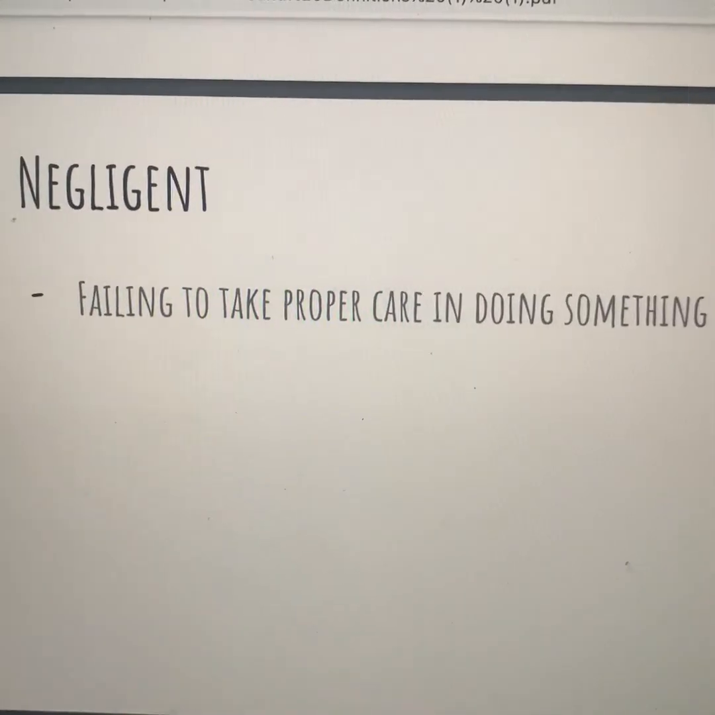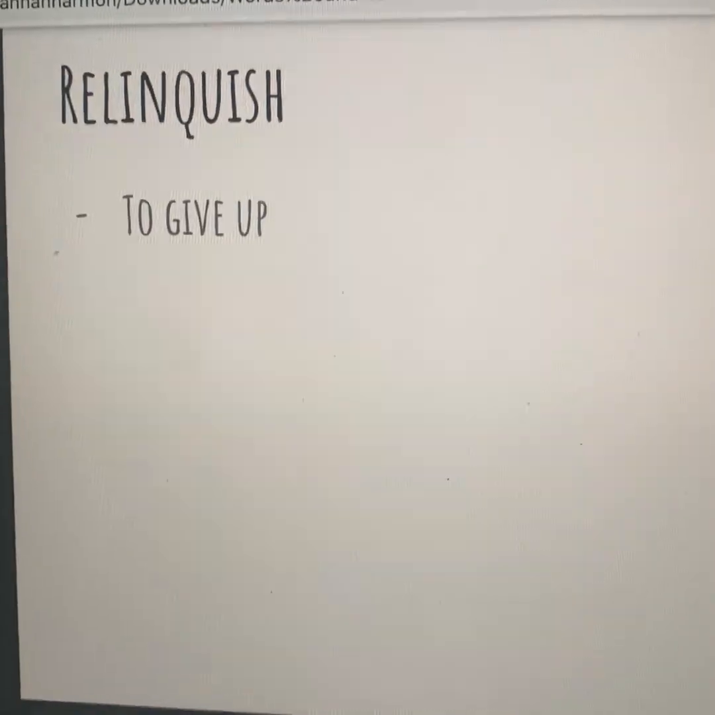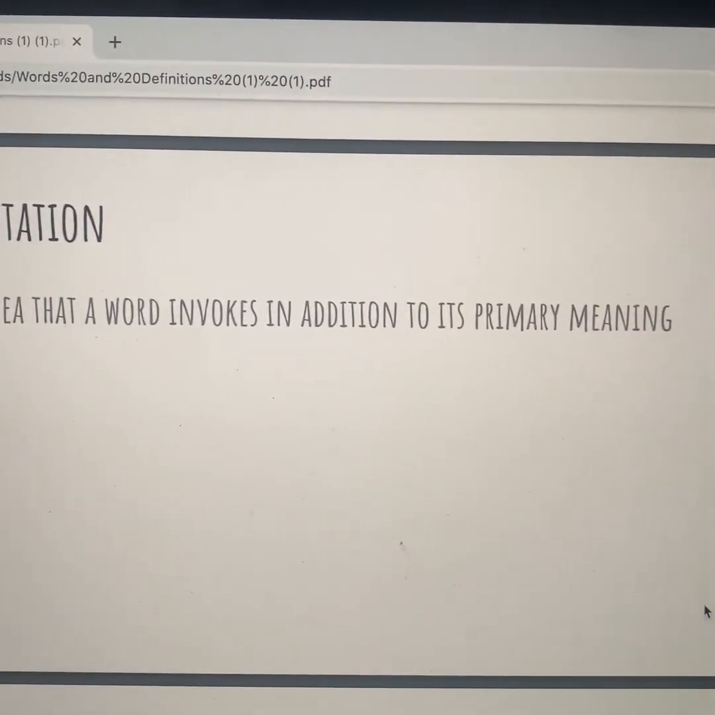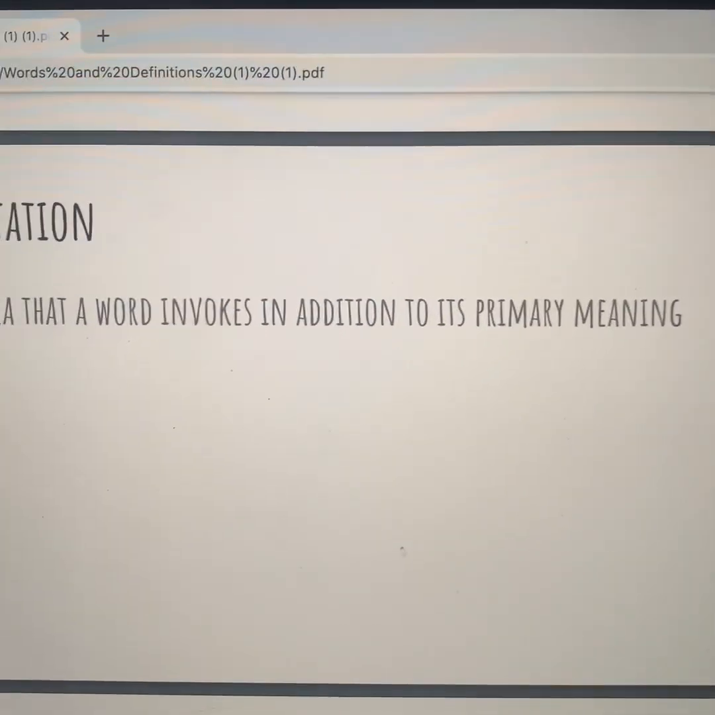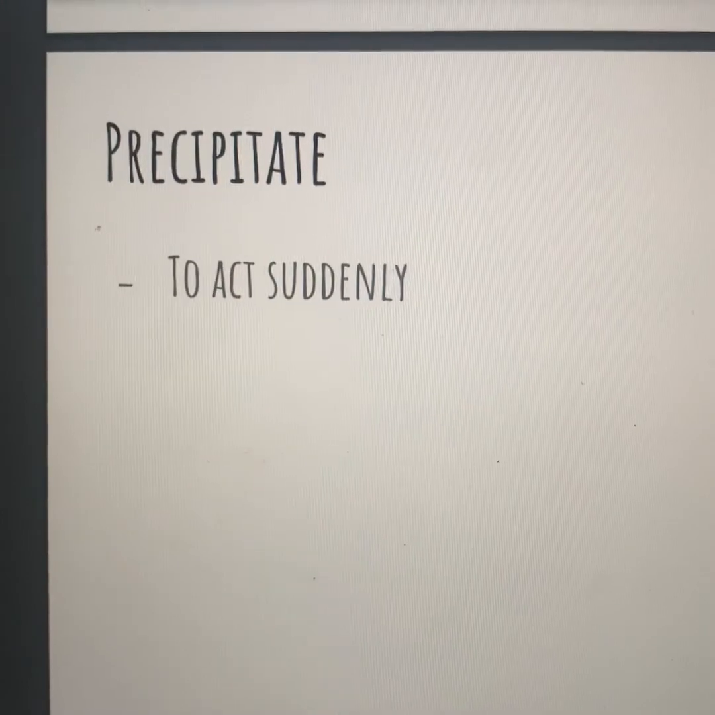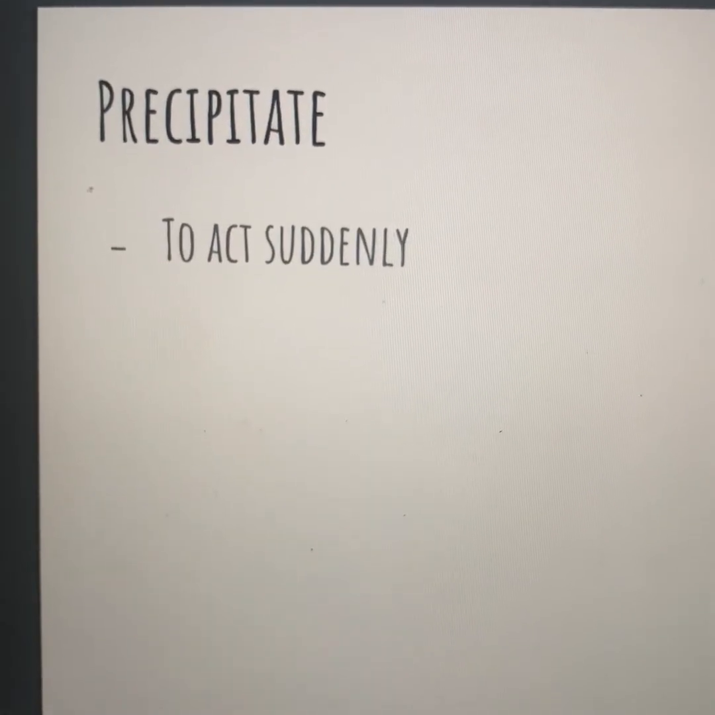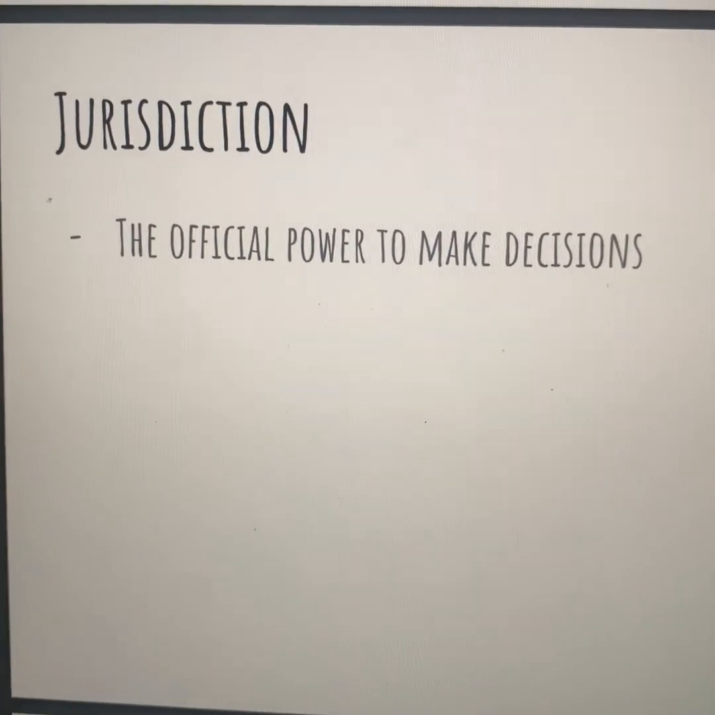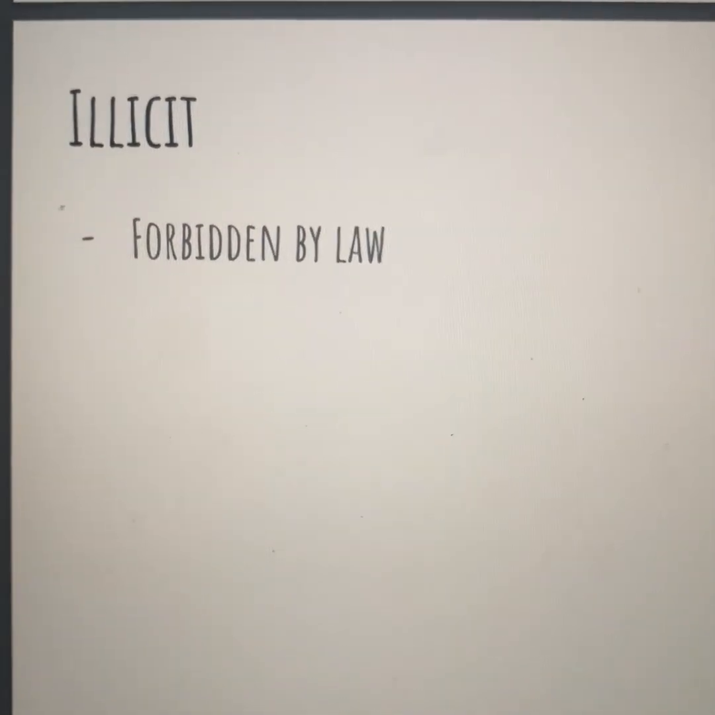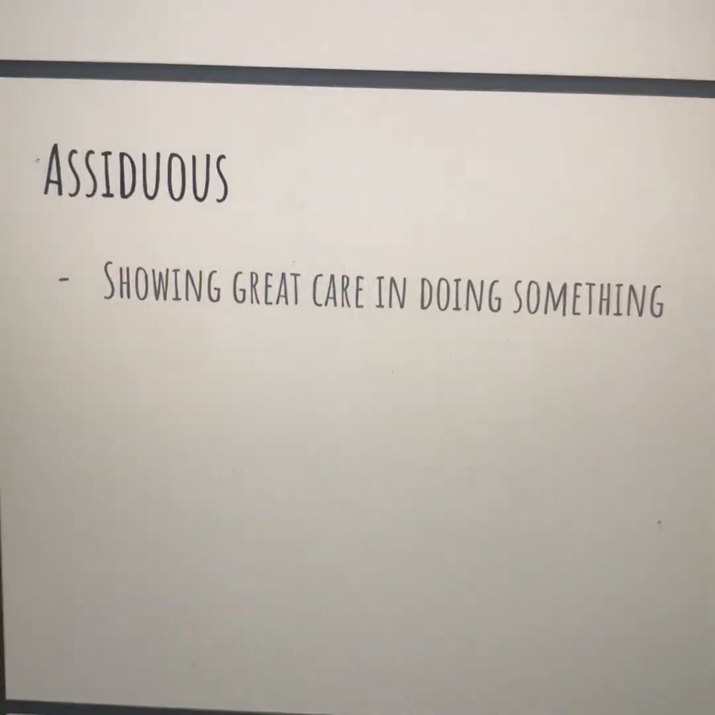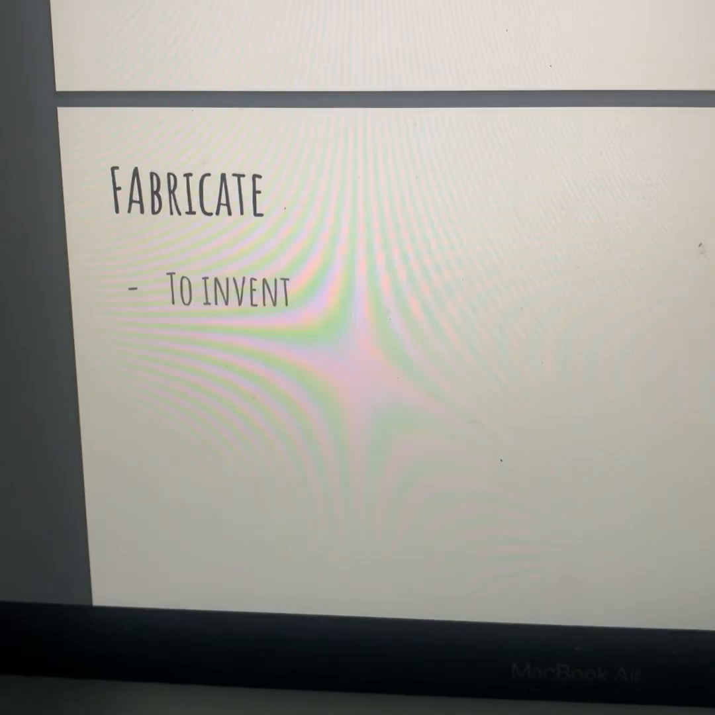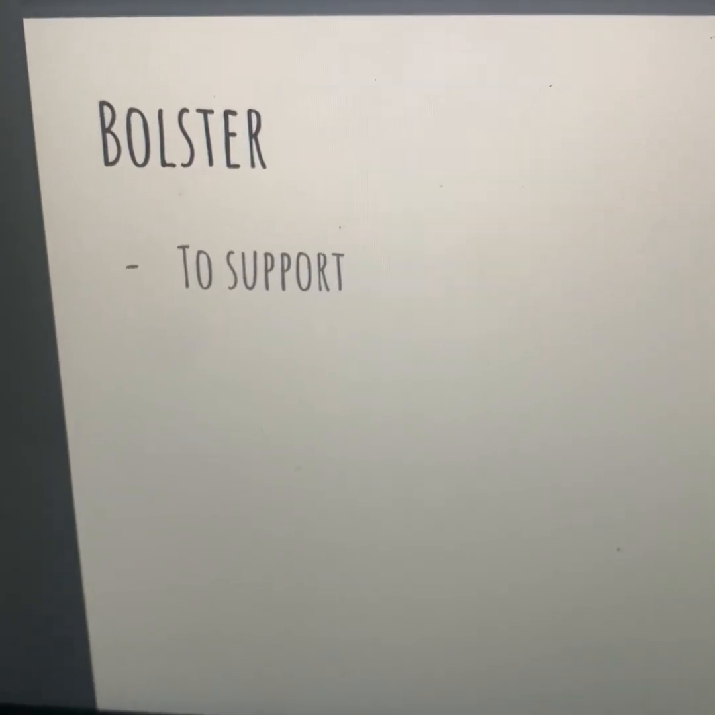Negligent, failing to take proper care in doing something. Relinquish, to give up. Connotation, an idea that a word invokes in addition to its primary meaning. Augment, to increase. Precipitate, to act suddenly. Jurisdiction, the official power to make decisions. Illicit, forbidden by law. Assiduous, showing great care in doing something. Fabricate, to invent. Bolster, to support.